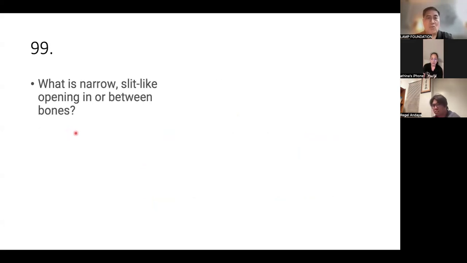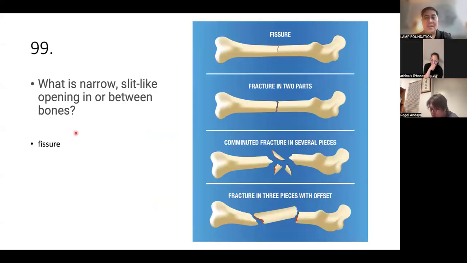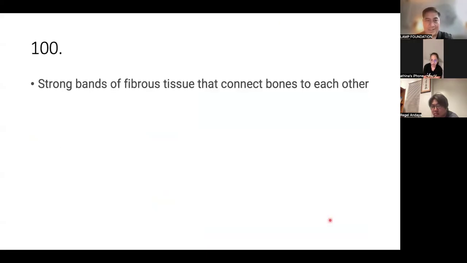Okay? What is the narrow slit-like opening in or between bones? It's a fissure. So these are the different types of fracture. So we have fissure. Here we have a fracture in two parts. That's complete. Comminuted fracture is in several pieces. Anyway, we won't be dealing with fracture.